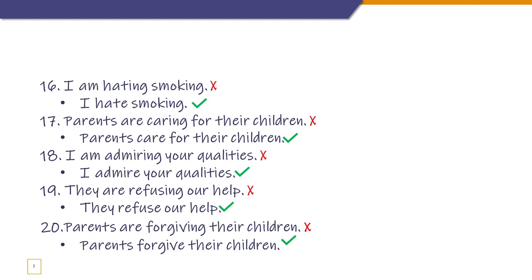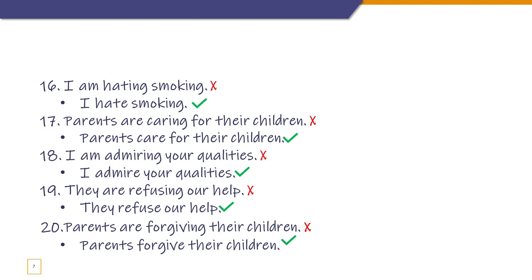I'm admiring your qualities. Is that something that you're doing with your hands and legs? No, it's not physical, right? So here admire is something to do with the heart, mind. So you say I admire your qualities, right? Next one, they are refusing our help or your help. So that's wrong again. What do you say? They refuse our help.